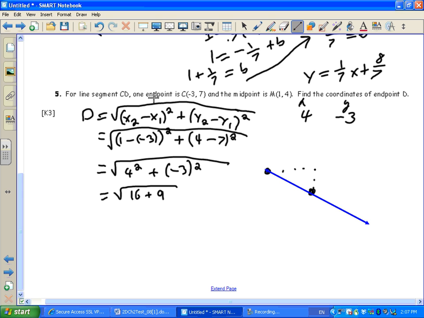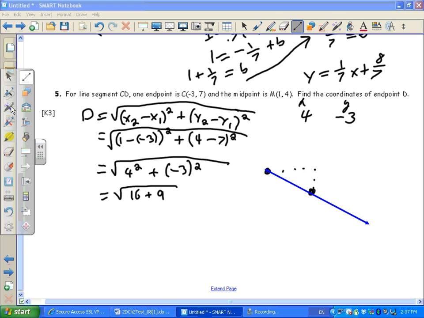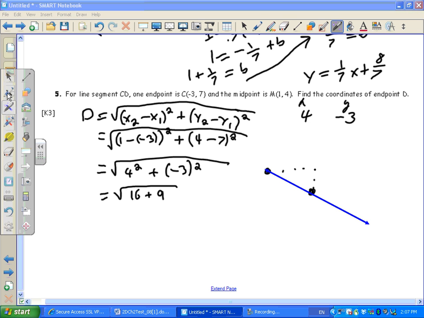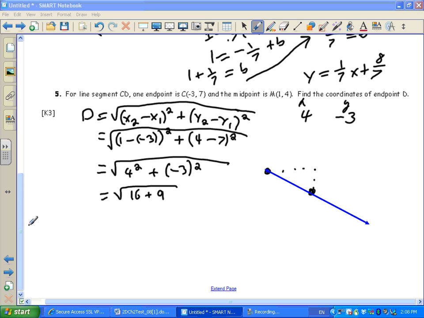So what we need to do is go back to the marker. We need the black one. We need to multiply those distances by 2, both of them. So 4 times 2 is going to be 8. So that's going to be one of the distances. And the other distance, negative 3 times 2, is going to be negative 6.